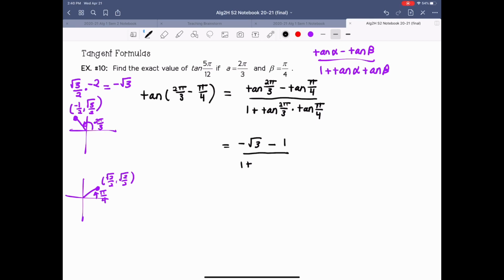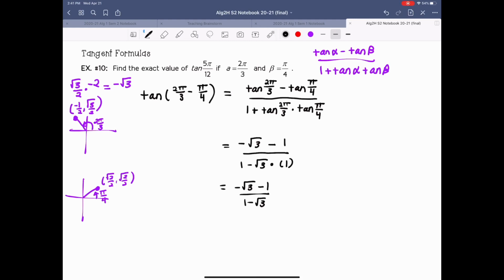Again, we said the tangent of 2 pi over 3 is negative square root of 3. So I have 1 minus the square root of 3 multiplied by the tangent of pi over 4, which is just 1. Obviously, if I simplify this, I get negative square root of 3 minus 1 all over 1 minus the square root of 3. Now, I don't like any radicals in my denominator. So what we have to do is rationalize the denominator here before we call it a day.